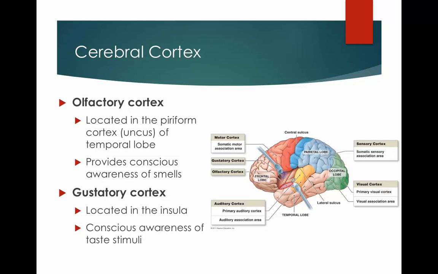Located in the insula, which we talked about being that fifth lobe of the cerebrum that's found deep into the lateral sulcus. You have to pry away the frontal lobe from the temporal lobe in order to really see the insula. But that's where we're going to find our gustatory cortex. Your gustatory cortex is cortical tissue that makes us aware of a particular taste stimulus. We can see that highlighted right here in purple.